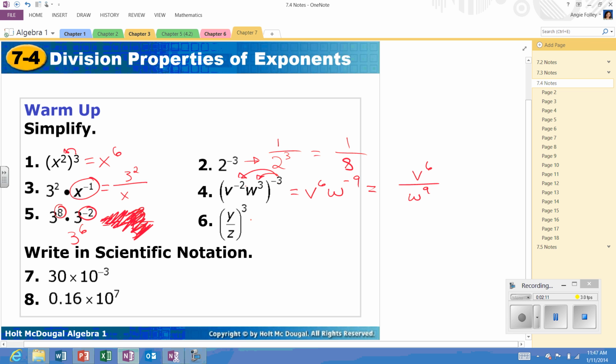Okay, for this next one, we can distribute that y to the third and z to the third. We can write it this way. That third power can be distributed to both.